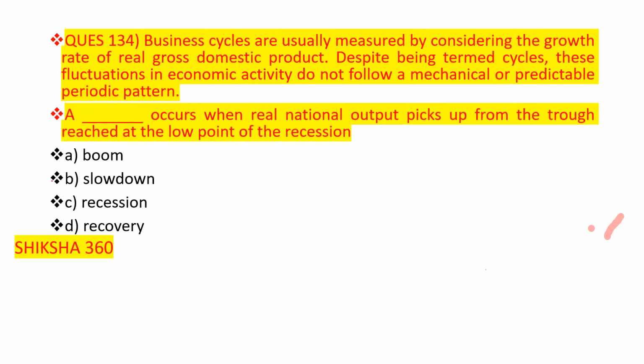Question number 134. A dash occurs when the real national output picks up from the trough reached at the low point of the recession. So which case will it be?